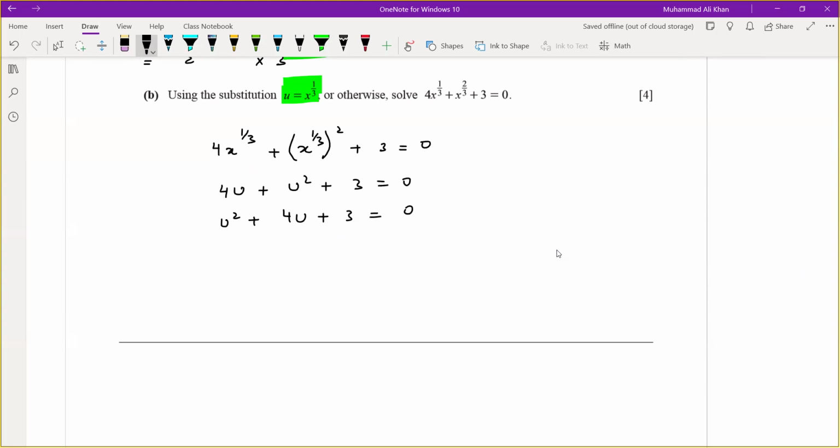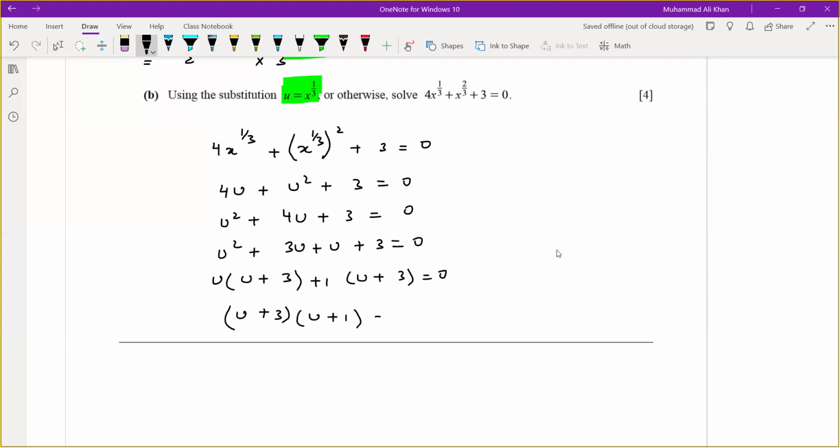Now, u squared plus 3u plus u plus 3 is equal to 0 by middle term breaking. u common: u plus 3, plus 1 common: u plus 3, is equal to 0. u plus 3 common, u plus 1 is remaining, equal to 0. So according to this, the value of u is minus 3 and the value of u is minus 1. And what is u? x power 1 over 3 equals minus 3, x power 1 over 3 equals minus 1.